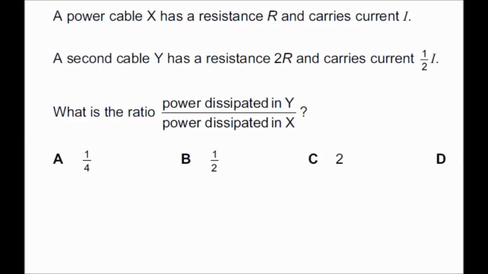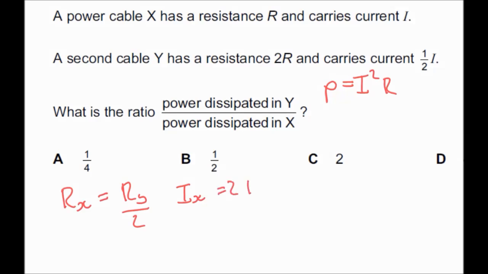A power cable X has a resistance R and carries current I. A second cable Y has a resistance 2R and carries a current of half of I. So what's the power? Power is equal to I squared R. And we're asked what is the ratio of power dissipated in Y against power dissipated in X. Well, the resistance of Y compared to X is 2R, or the resistance of X compared to Y is over 2. The current of X is twice that of Y.